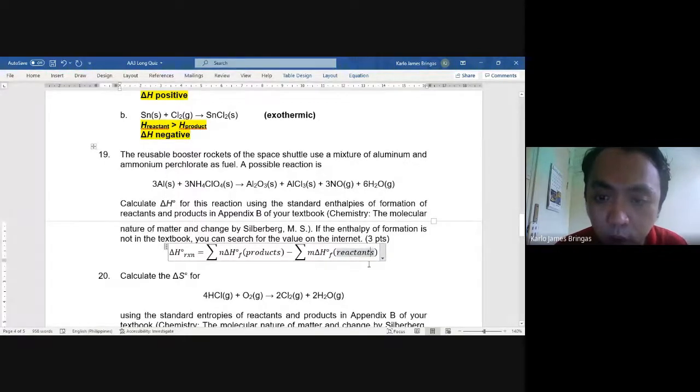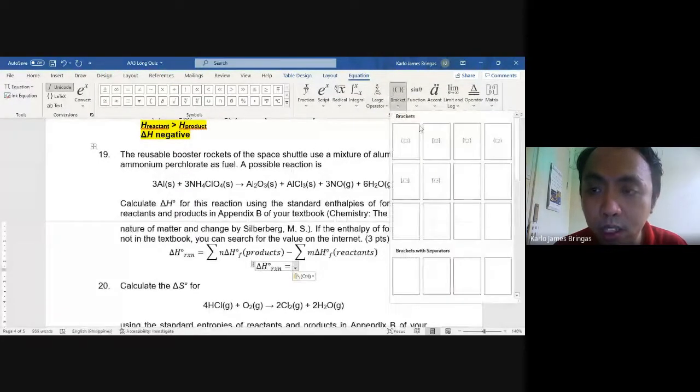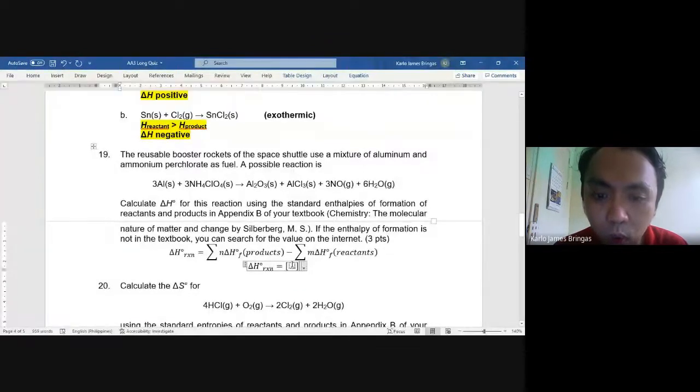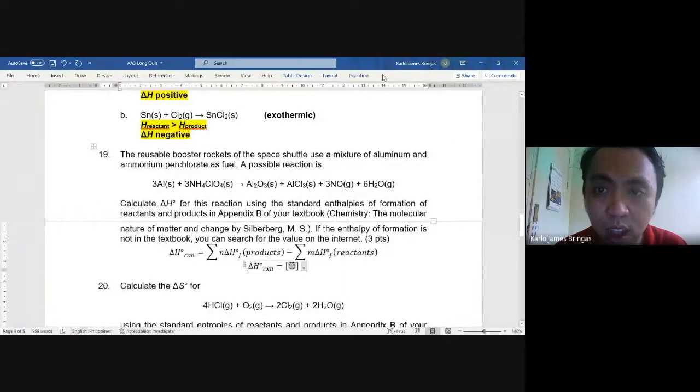So you can refer to your Appendix B of the textbook for this one. So we have the following. So delta H of the reaction can be computed as follows. Starting with the products, we have the following. So unang-una, we have our aluminum oxide, Al2O3. Coefficient is 1. So I then type here.